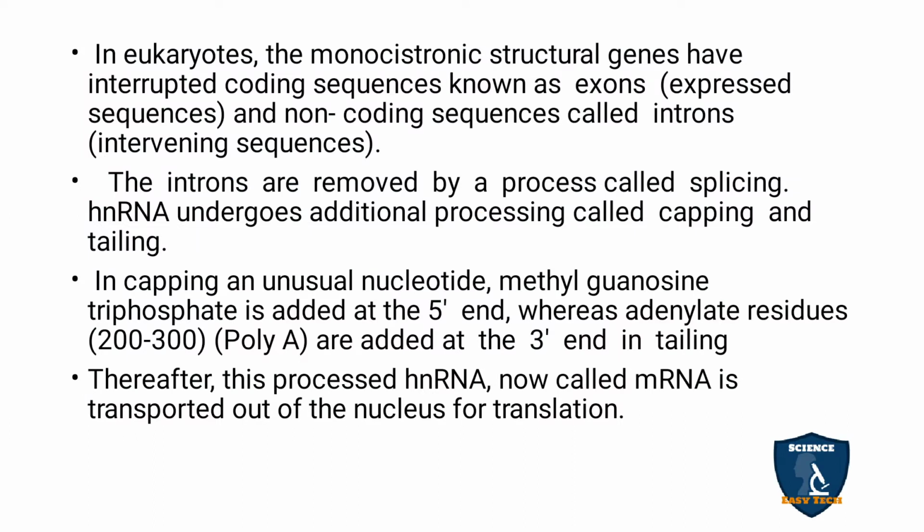As we have discussed about polycistronic and monocistronic: in polycistronic, the chromosomes are involved and it produces a larger number of amino acids, that is protein synthesis, which takes place in the prokaryotes. But here in eukaryotes, we are talking about the monocistronic structural gene, with the coding sequence.